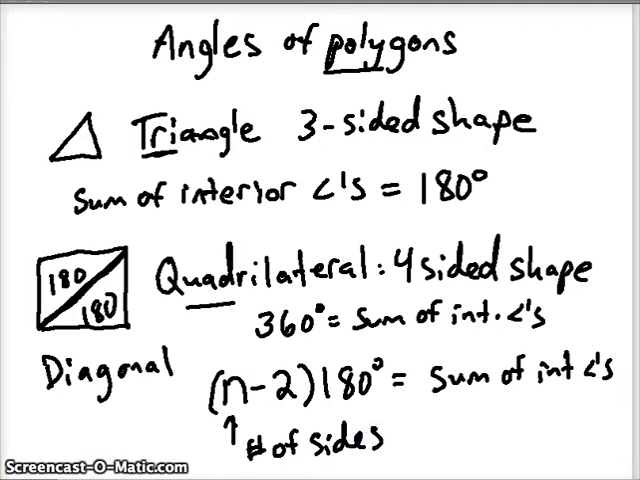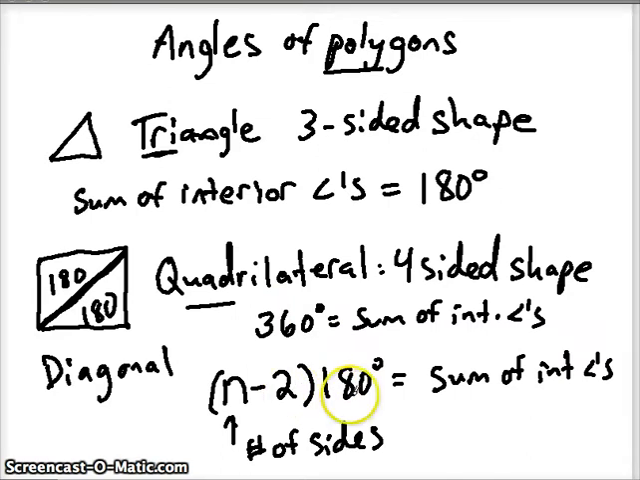So let's just check what we got so far. We got a triangle. That's three sides. So 3 minus 2 is 1. And 1 times 180 is 180 degrees. That's why there's 180 degrees in a triangle. Makes sense. Let's check out our quadrilateral. It's four sides. So we're going to substitute 4 into n, which represents the number of sides. So 4 minus 2 gives us 2. And then 2 times 180 gives us 360 degrees.